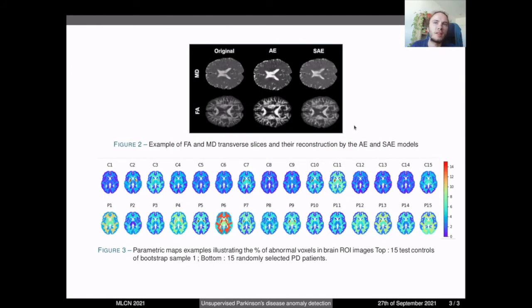Here are some examples of the reconstructions we get for the 2 networks. So what do you think? Which one looks best? Also, here at the bottom are some of the anomaly maps we get for the controls on top and for the patients at the bottom. So what do you think? Are we able to detect Parkinsonian patients? If you want to know more, come and see the poster.